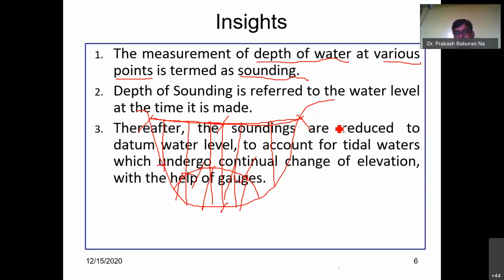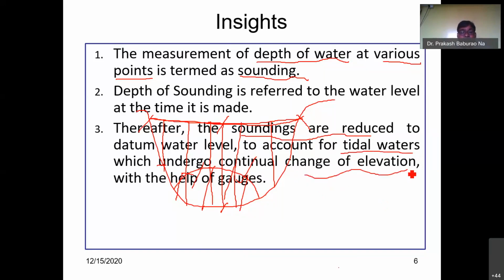Then thereafter, the soundings are to be reduced. You know, RL, reduced level, is a famous word in surveying. So the reduced level has to be worked out, and it is connected with the benchmark. If the elevation of the benchmark is known to you, then whatever readings you observed, you have to relate those readings to the benchmark and find out the reduced level. So in hydrographic surveying, it is called reduction of soundings, which also accounts for the tidal water, which undergoes continuous change of elevations.